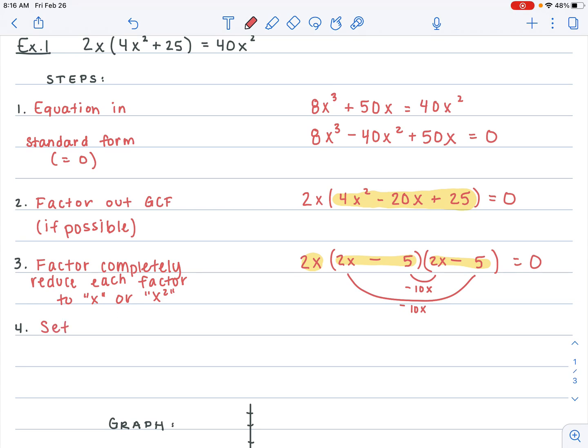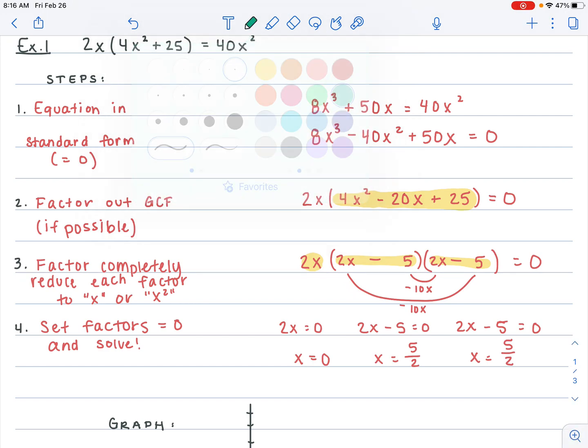Our last step is we're going to set all the factors equal to 0 and solve. So each of my factors, I've got 2x equals 0, 2x minus 5 equals 0, and 2x minus 5 equals 0. The first one, if I divide by 2, I get x equals 0 as one of my solutions. This one over here, I would add the 5 over and then divide by 2. So I get x equals 5 halves. And then I get x equals 5 halves again.